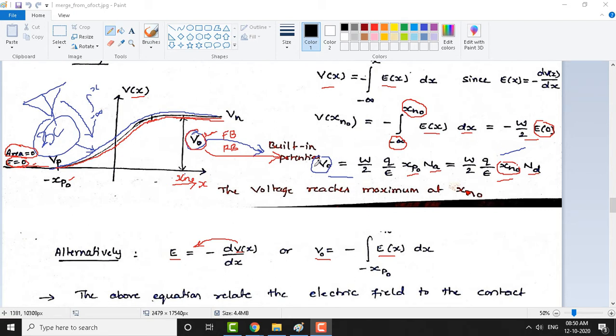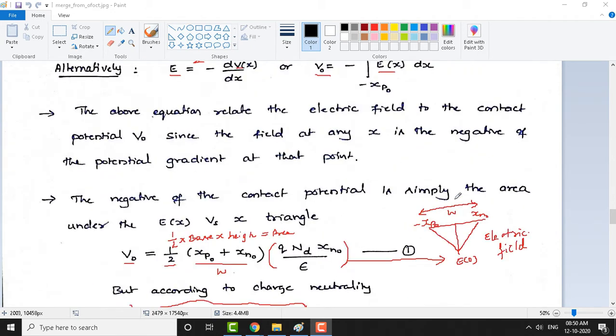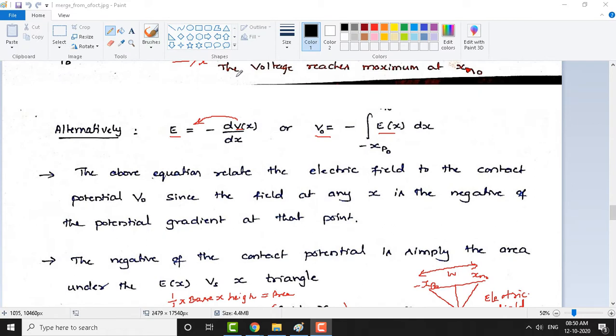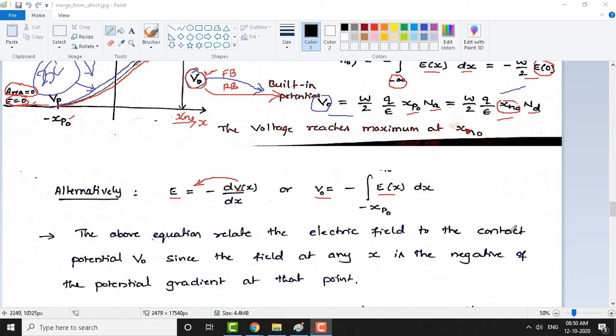We have earlier derived a very popular equation for V naught. We'll recall it in a short while. But this equation you need to remember from the point of view of solving problems. Okay, next, once we are aware of the built-in potential equations, let me represent the distances Xp naught and Xn naught in terms of depletion width W.